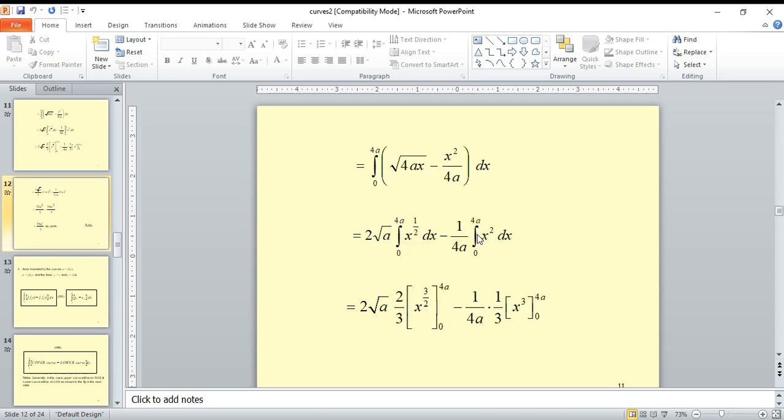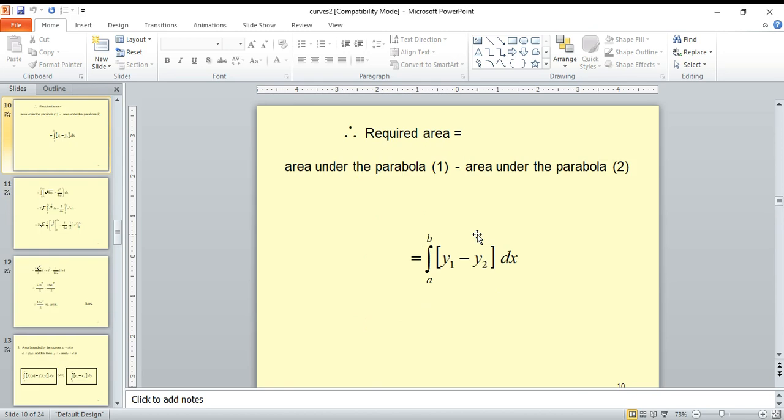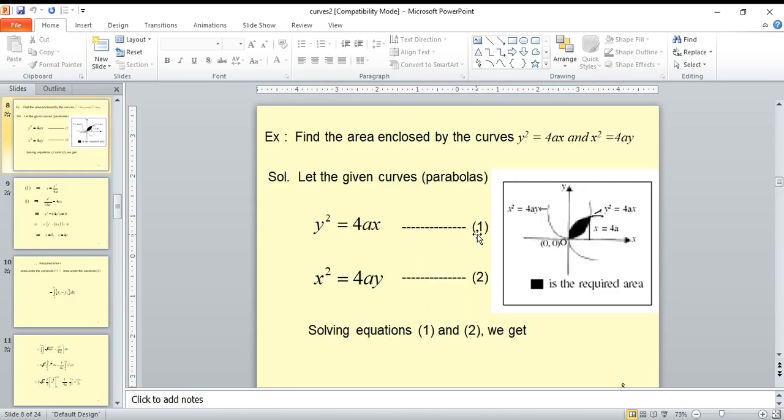I will repeat this question. This is some more difficulty. Find the area enclosed by the curves y square equal 4x and x square equal to 4ay. So see the diagram here. Y square equal 4x on the x-axis, x square equal 4ay on the y-axis. So see the intersection area marked as black. We are finding this black area, the intersection area.